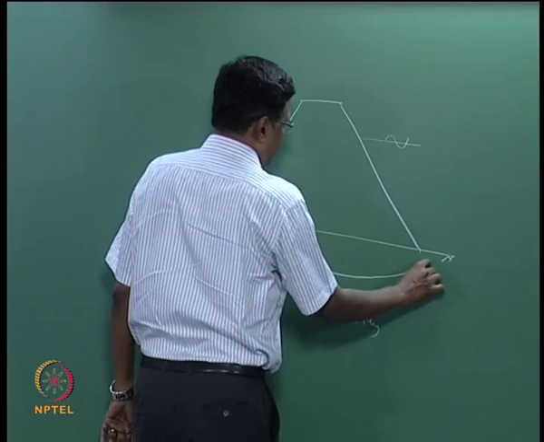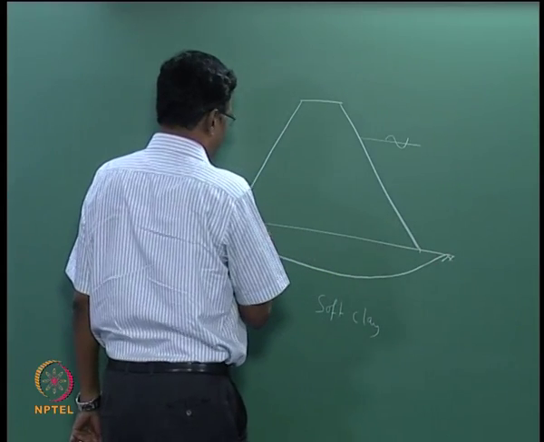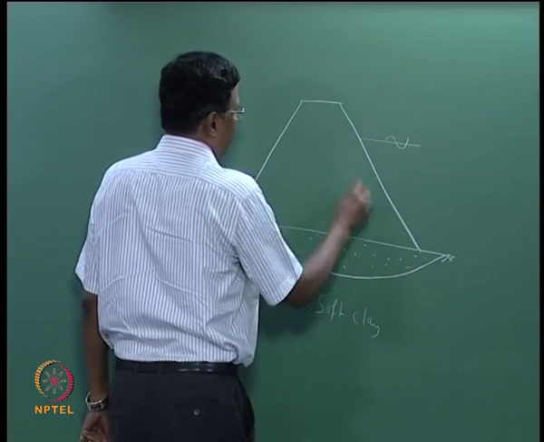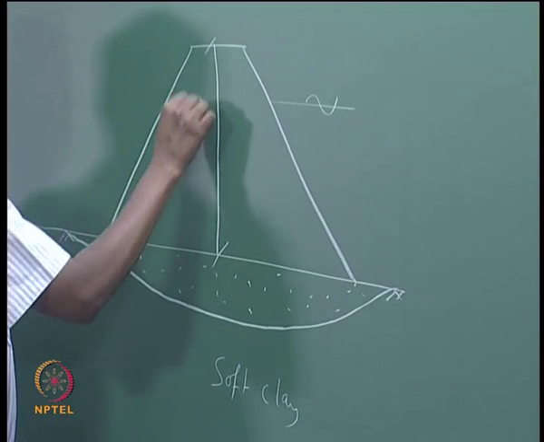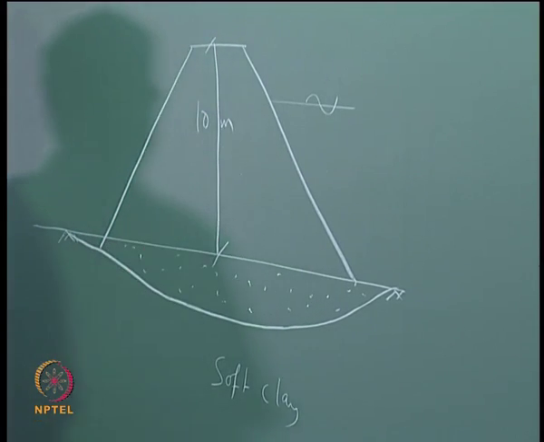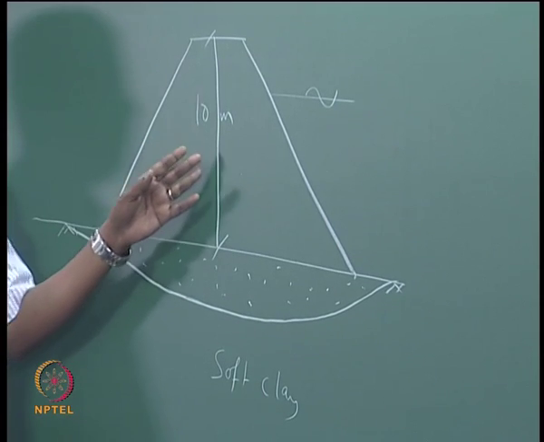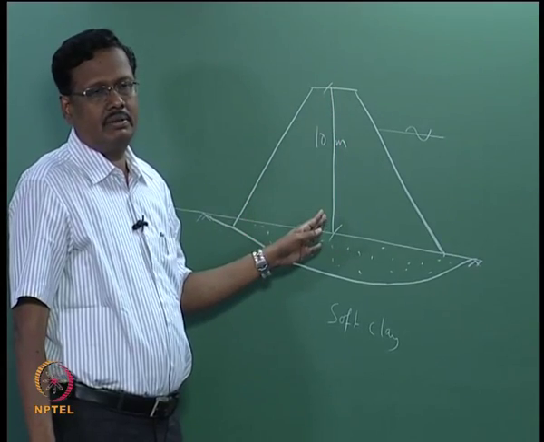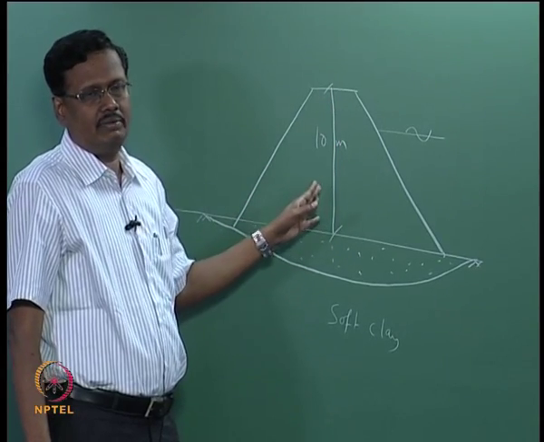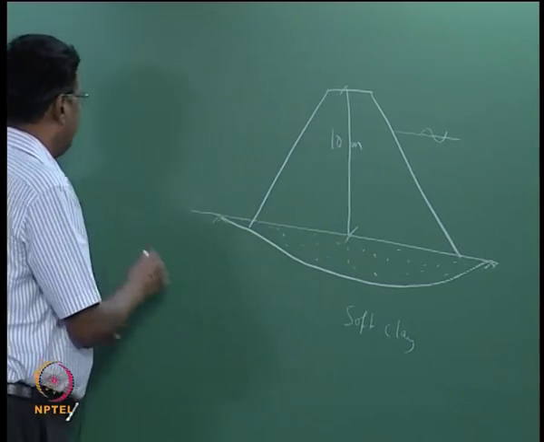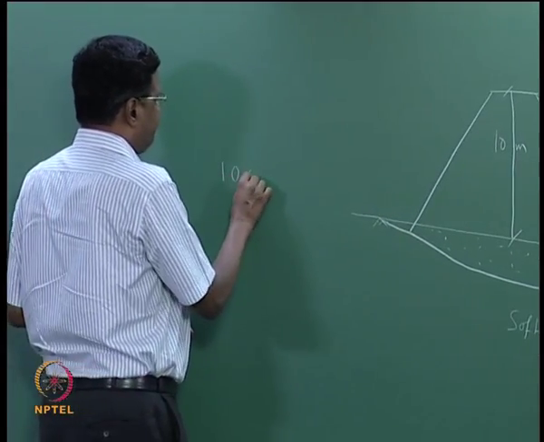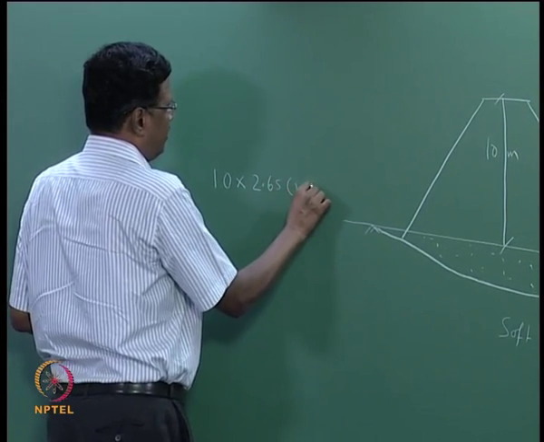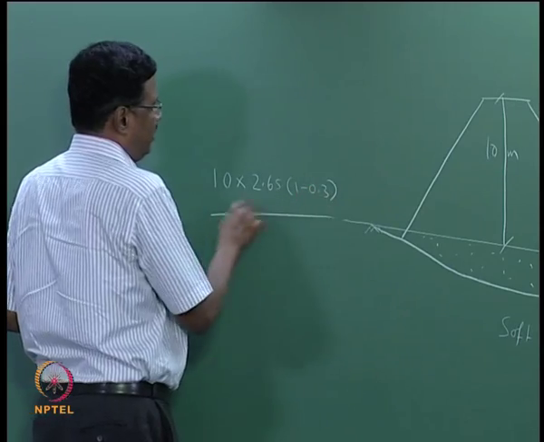suppose this is a soft clay layer, and because of the weight, let us say we are putting it for about 10 meters. Ten meters means the weight will be about 10 into the density of rock. Density of rock with armor units is 10 into, let us say about 2.65 into 1 minus 0.3. The 0.3 is the void ratio.